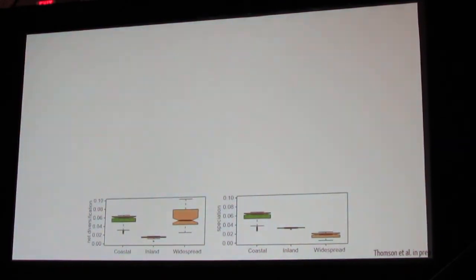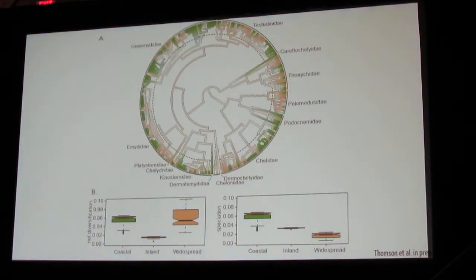So this is what that looks like. We see that coastal areas have about a 3-fold higher rate of net diversification than inland areas, and widespread areas are in between. That seems to be largely driven by higher rates of speciation along coastlines than inland. So that seems to support the hypothesis.